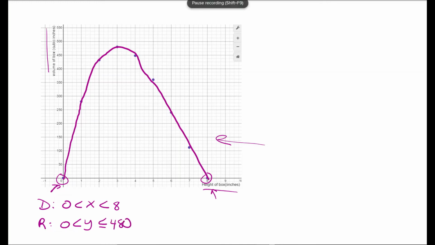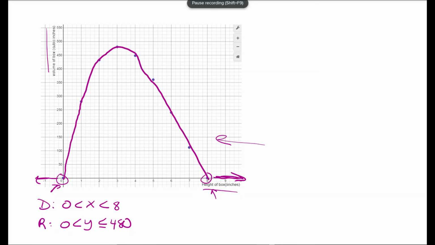Okay, this is a reasonable representation of the graph. You wouldn't have any domain values that are greater than 8, because you can't have a negative width. And then you wouldn't have any less than 0. So it's going to be a nice smooth curve that's continuous, but it's also not going to be infinite in both directions.